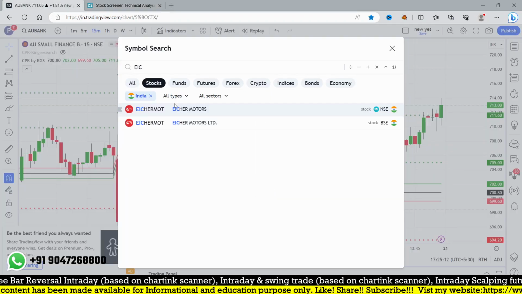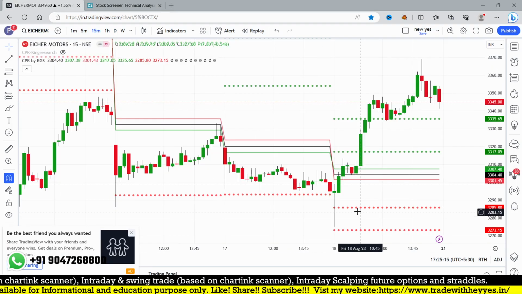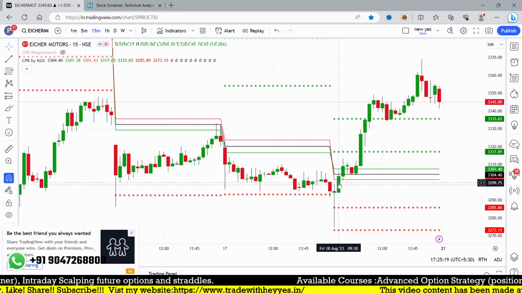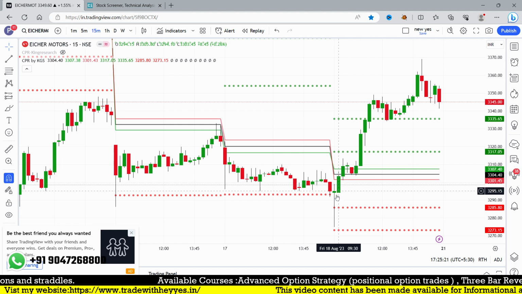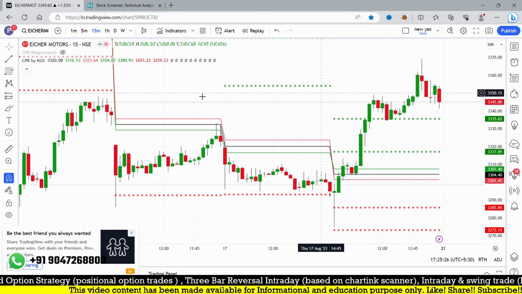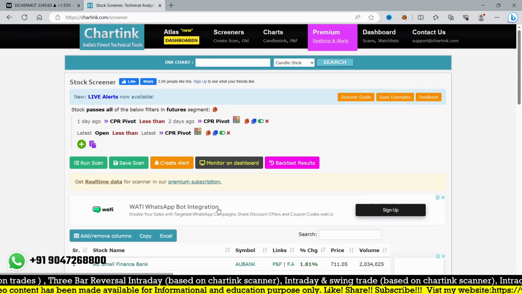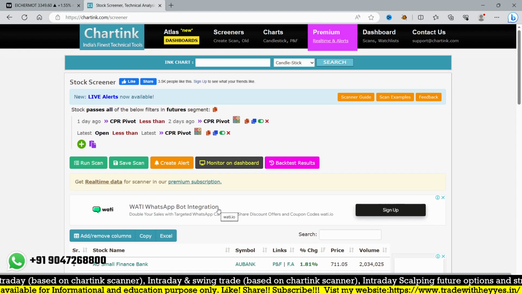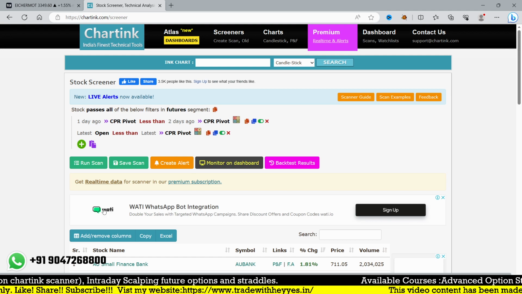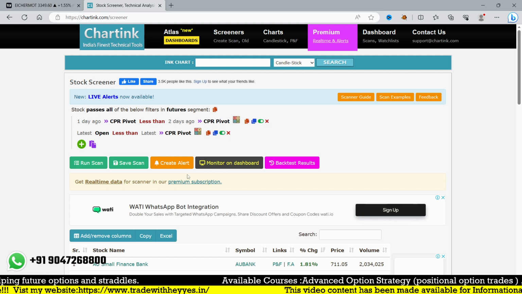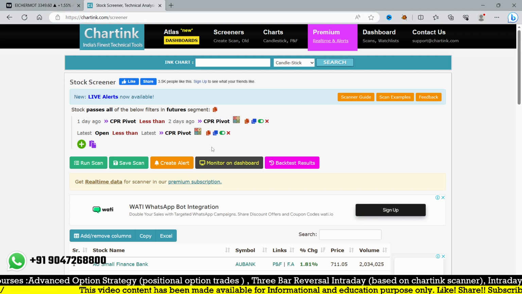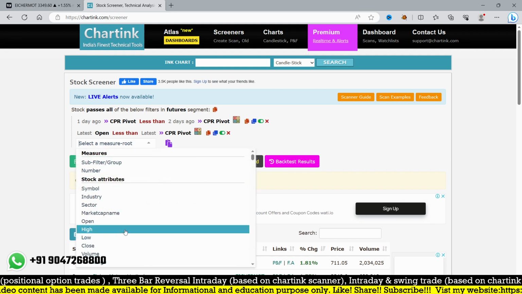Let me check Eicher Motor. Look at this, the opening is below, and the CPR is also below, and it's a huge move. The first 15 minute candle looks like a spinning top or a hammer, and that wasn't giving such a good move. So the second condition which we have added will help you find such an opportunity. And exactly the TC is what you are going to focus on. The TC is very important.